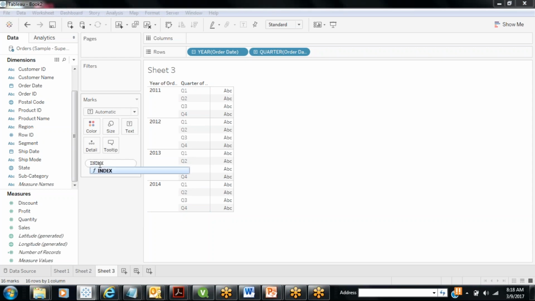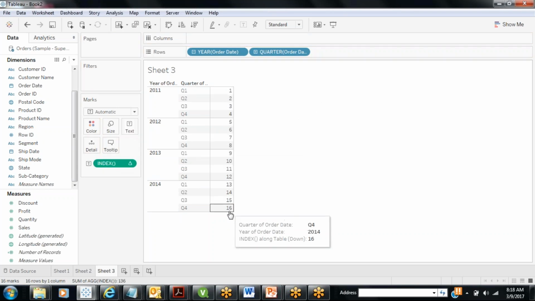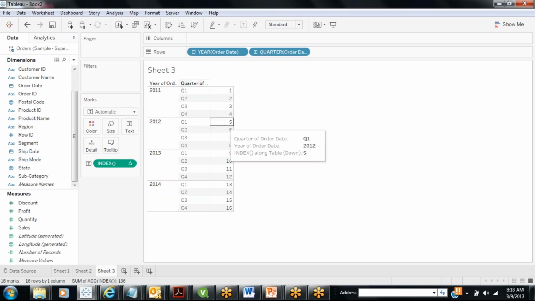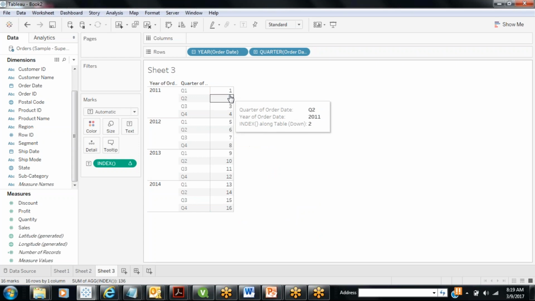What is this index function? Index function is an incremental sequence number, like we use in Oracle. Let me put it in the text. So now you see 1, 2, 3, 4, it is like this. This individual cell, 1 or 2 or 3, this is your cell, right? So we have 3 scopes: the table completely, the panes, and the individual cells.